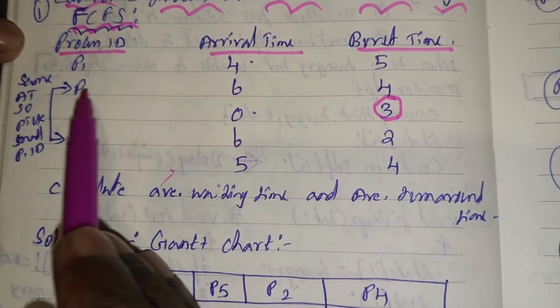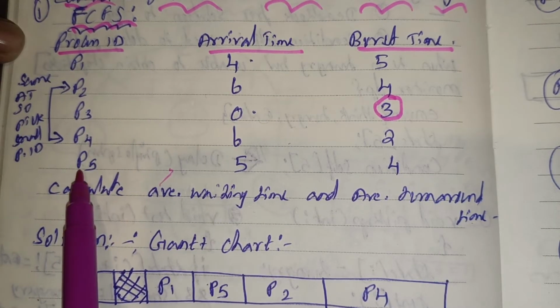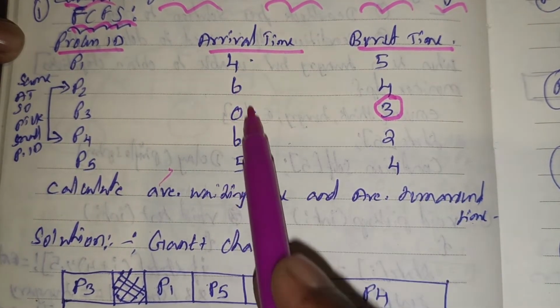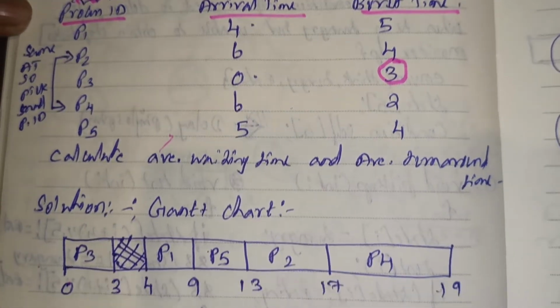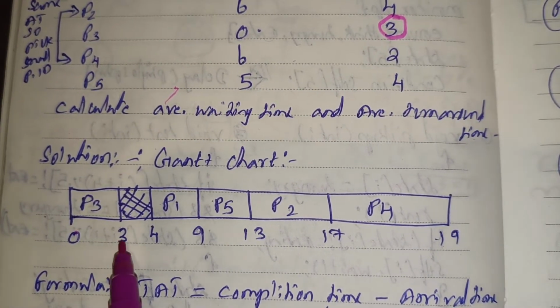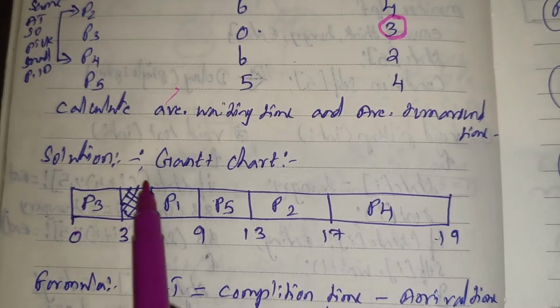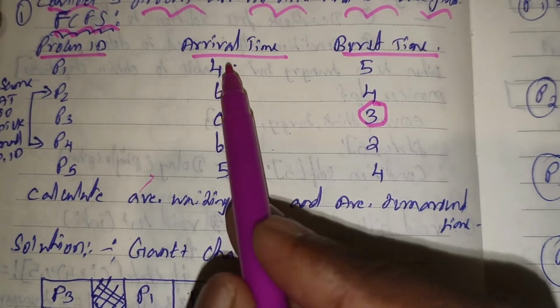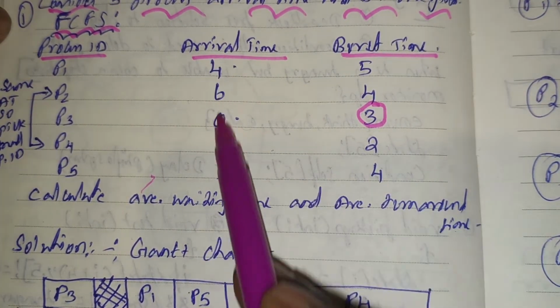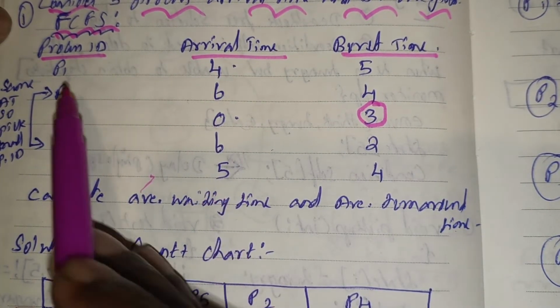P1 arrives at 4, P2 at 6, P4 at 6 and P5 at 5. So comparing these arrival times, which process comes first? P1. So here you can check it. From 3 to 4, no process has arrived at the CPU. You can check it. There is nobody arrived at 3, right?